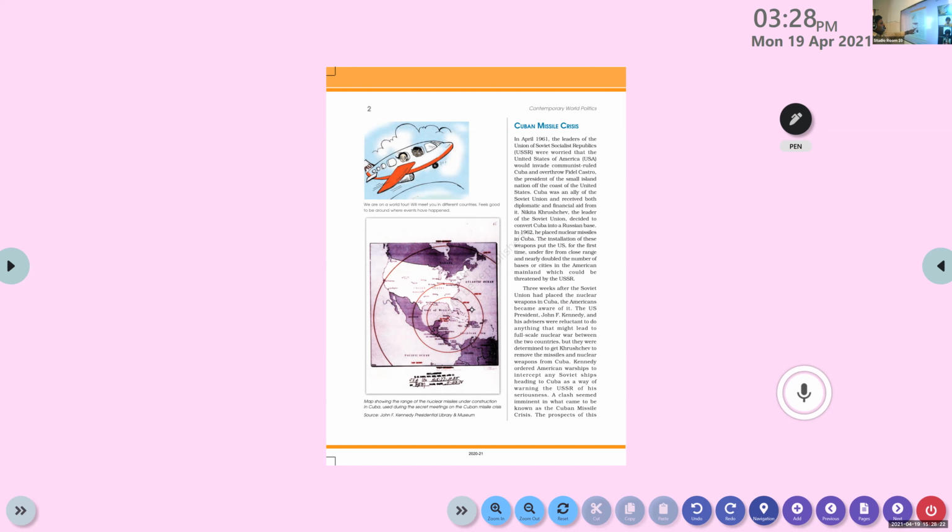The range of the missiles: here, missiles of 2,200 kilometers range are there. Those are also nuclear missiles. So it is Cuba, and we will discuss something about Cuba. This is North America. This area is South America. Clear or not? The Pacific Ocean is at the left and the Atlantic Ocean is in the right side. So Cuba is an island country very close to the continent North America.